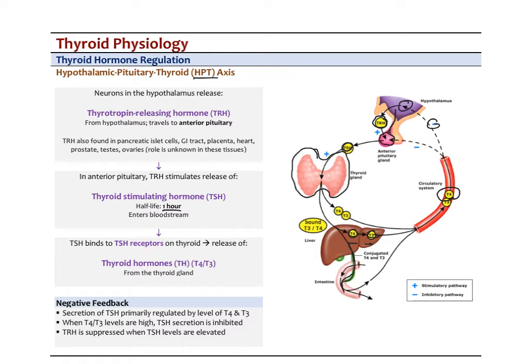When that happens, we'd have low levels of T4 and T3. And I'll talk about that here shortly. T4 and T3 are not very water soluble, so they actually have to be carried in the blood bound to proteins. And so we talk about the binding proteins.